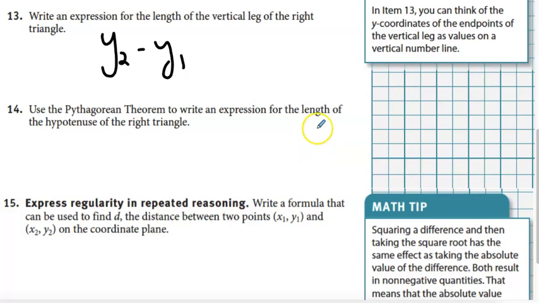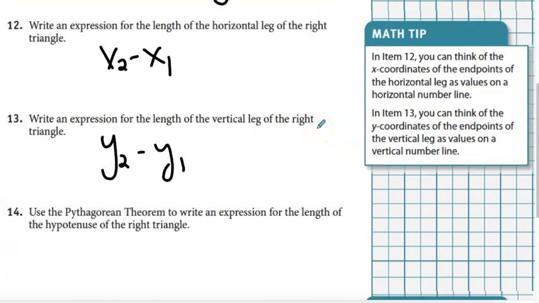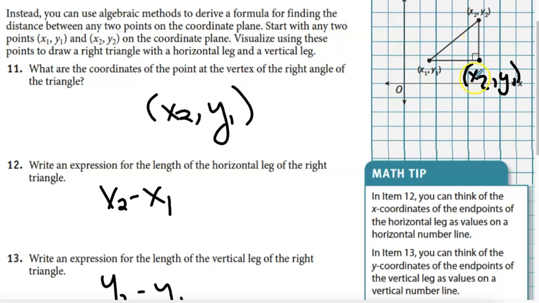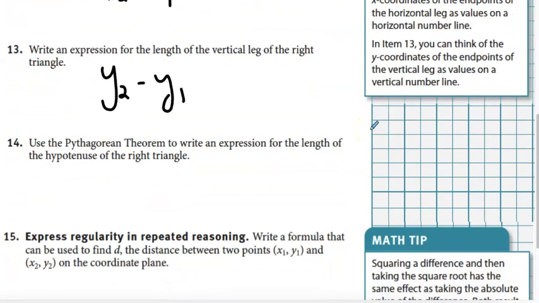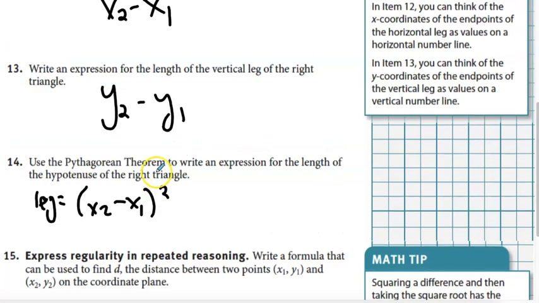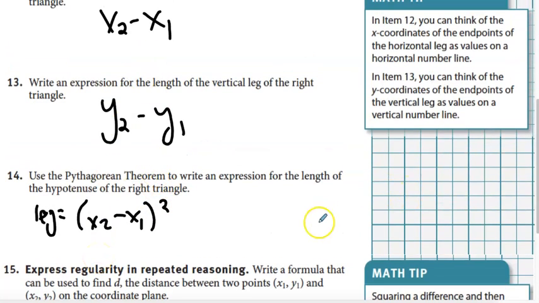Now I'm going to use the Pythagorean theorem to write an expression to find the hypotenuse. Remember, I did a squared plus b squared, and it didn't matter which one was first. So I have my a squared, which is x2 minus x1, squared. The reason I put those in parentheses is because I have 2 values in there. Plus b squared, which is my other value, y2 minus y1, squared. That's going to equal some c squared value.